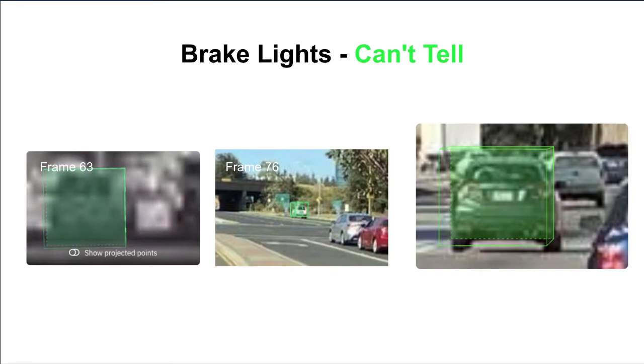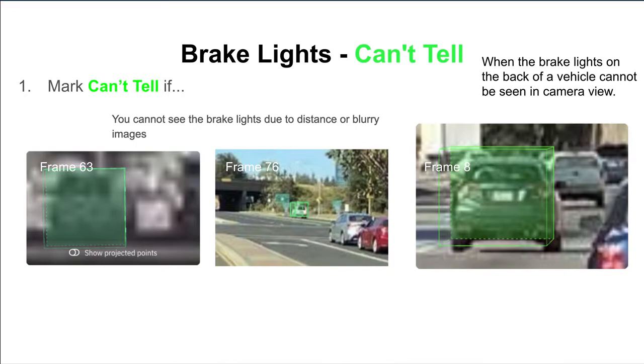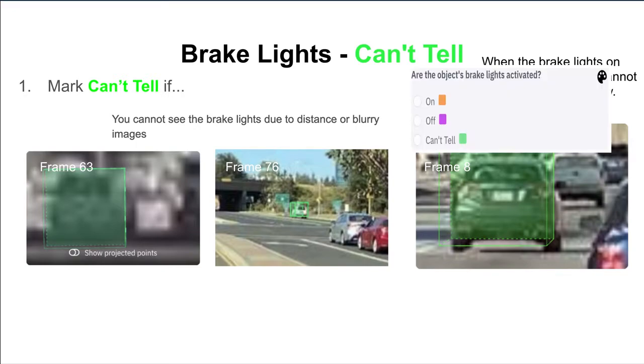Some other reasons are if we don't get a good view because of blurriness or distance from the camera, and we can't clearly make out whether the brake lights are on or off, we just want to put can't tell.